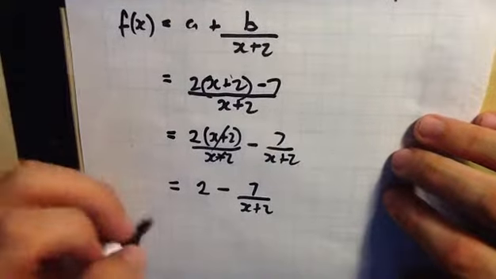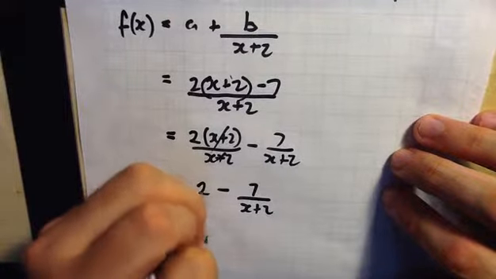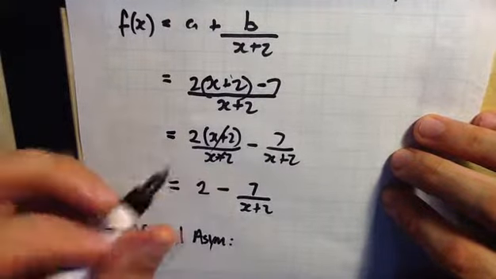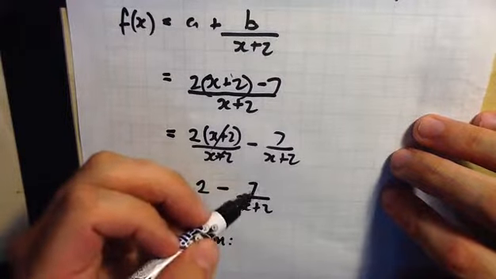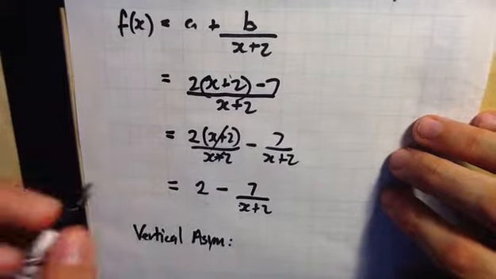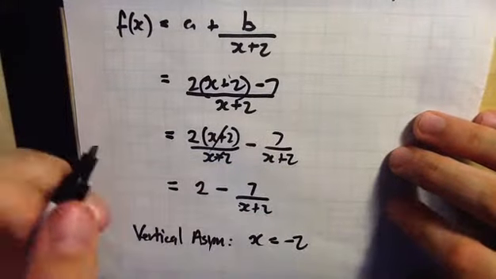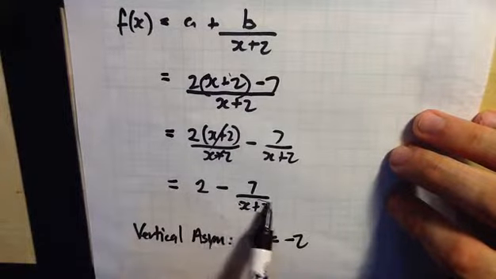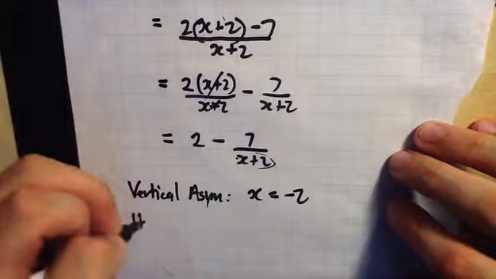First thing I'll go for is the vertical asymptote. If I made x negative 2 here, this denominator would be undefined, and so the function would be undefined. That's my vertical asymptote. So the vertical asymptote is at x equals negative 2. It's when this denominator, x plus 2, is equal to 0, that's how I got x equals negative 2.